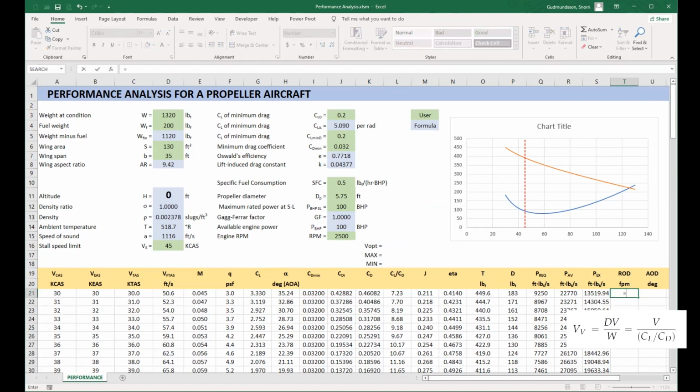The ROD is given by equation 21-10 or 22-11. V sub v in the expression stands for vertical velocity. We use a negative here because the resulting value should have a negative value to distinguish it from the rate of climb, which has a positive value. Therefore, we enter the negative of the power required divided by the weight of the airplane.